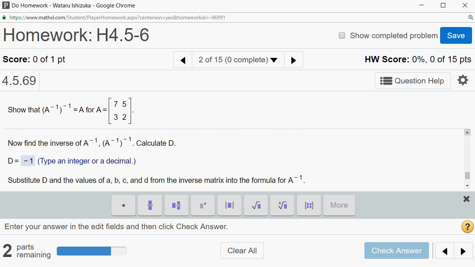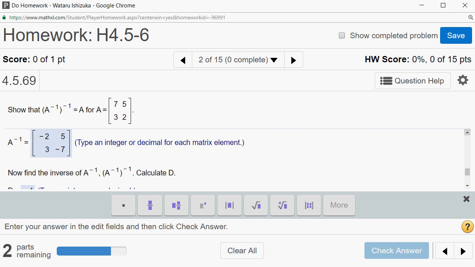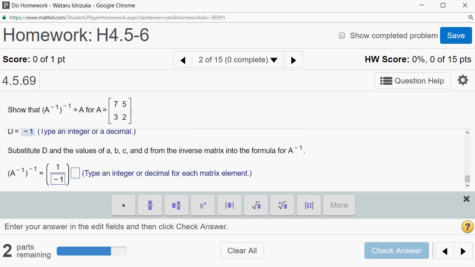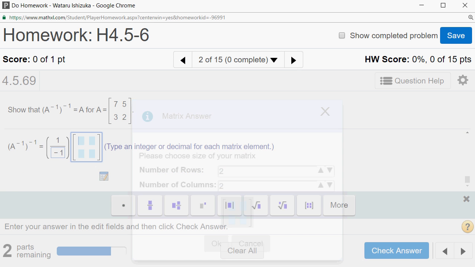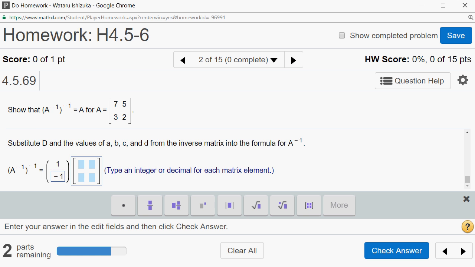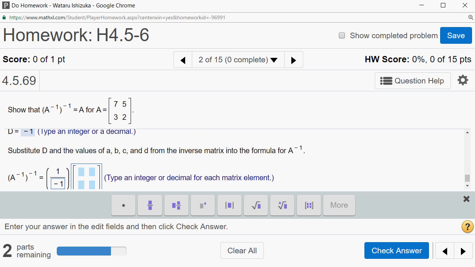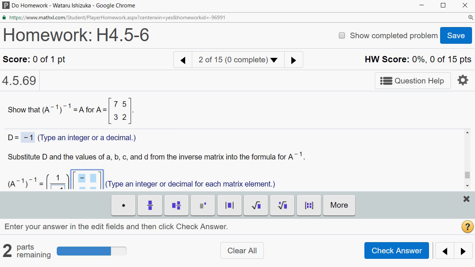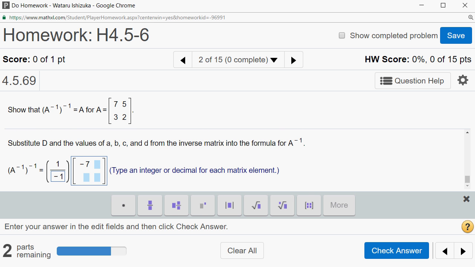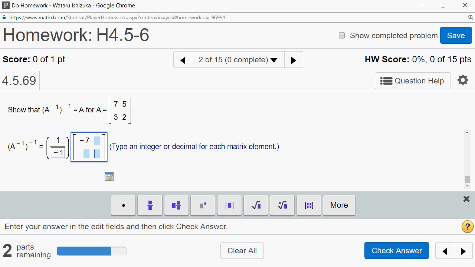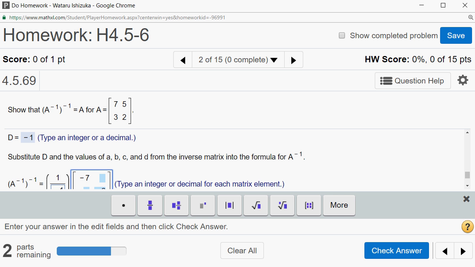The inverse is going to be, we had negative 2, negative 7, so we flip those two. I have to put the 2 by 2 matrix there. We have negative 2 and negative 7, so we have to flip that. So this is going to be negative 7, and that's going to be negative 2.